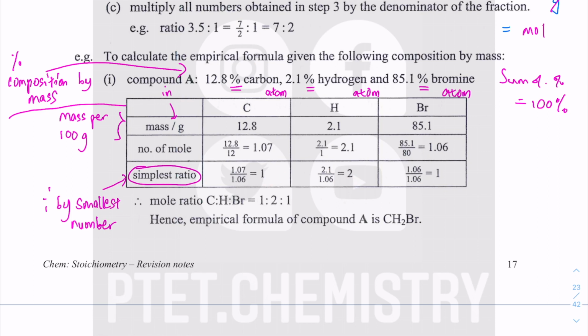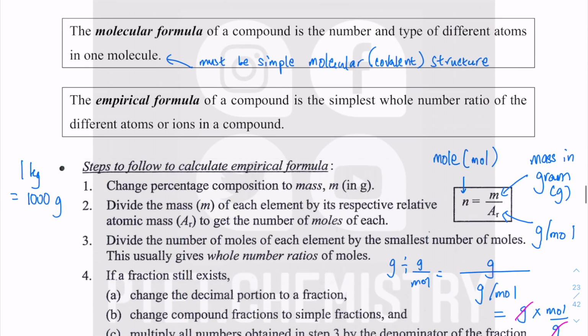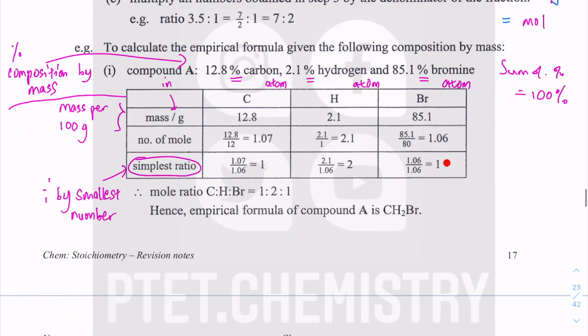And do not forget that these are already whole numbers, and what do we have? Simplest whole number ratio. Okay, so it has to be whole number. So these are the whole number ratio. This is for carbon, hydrogen, and bromine atoms. So there's 1 carbon atom, 2 hydrogen atoms, and 1 bromine atom. So the empirical formula, the simplest ratio of the different atoms in this compound, is CH2Br.